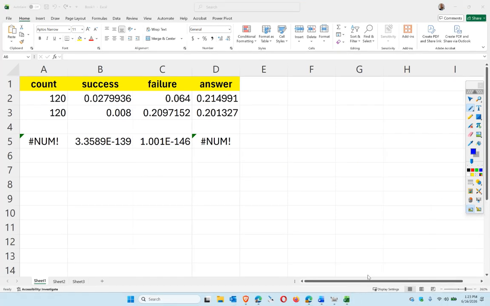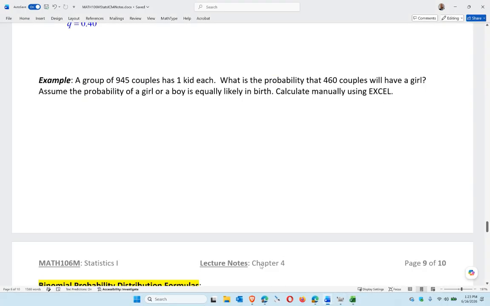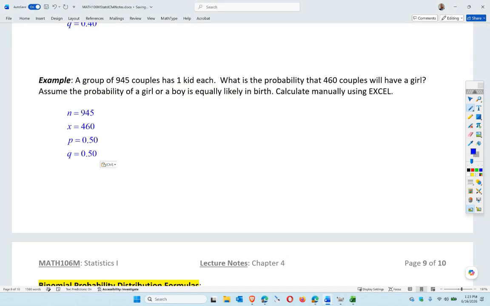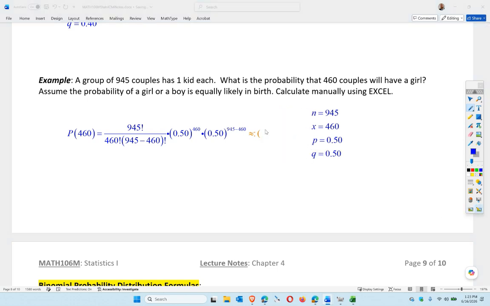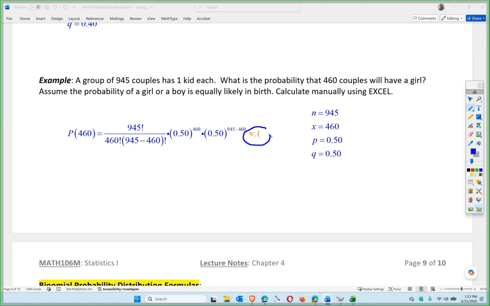So, long story short, there is a limitation to this formula, and we'll get into other things like Poisson. So, yes, you can set it up. I can give my values, I can set up the formula, but I'm not going to get an answer essentially because 945 factorial is too large is essentially the problem.